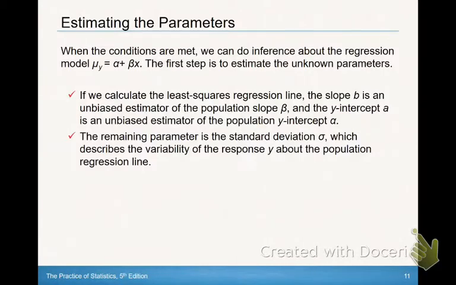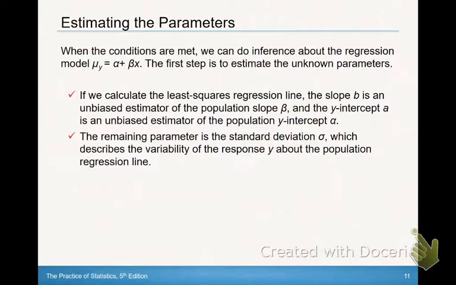Okay, so today we're going to start looking at how we can construct a confidence interval for the slope. Before we do that though, when the conditions are met, which we talked about yesterday, we can do inference about the regression model. The first step is to estimate the unknown parameters. So if we calculate the least squares regression line, the slope b is an unbiased estimator of the population slope beta, and the y-intercept a is an unbiased estimator of the population y-intercept α.